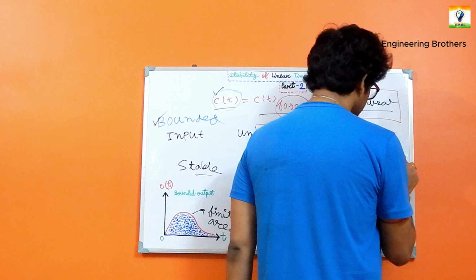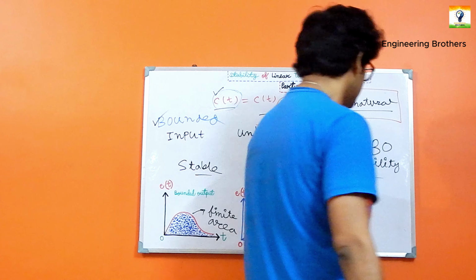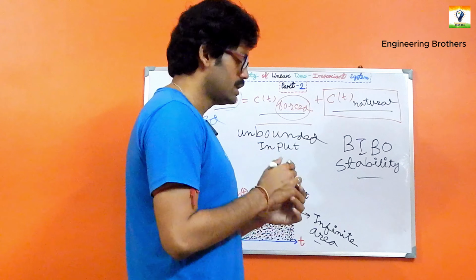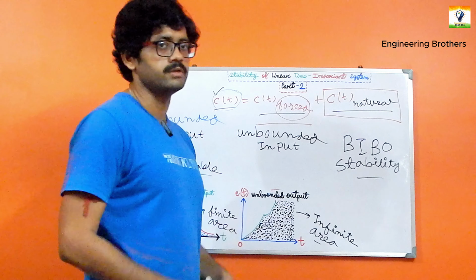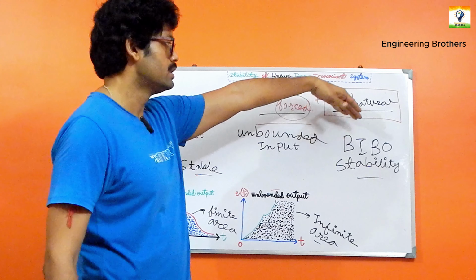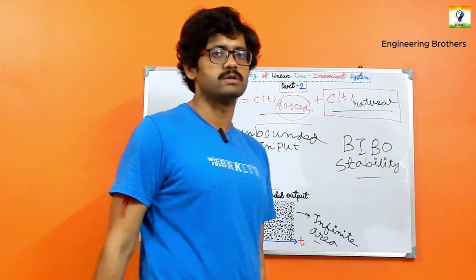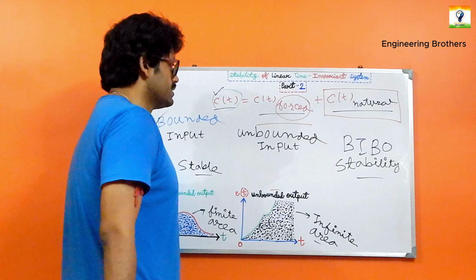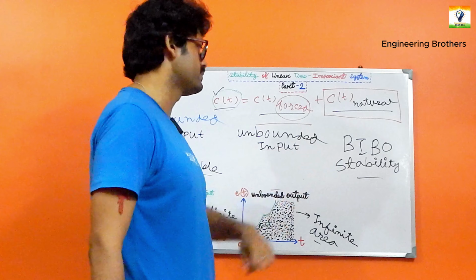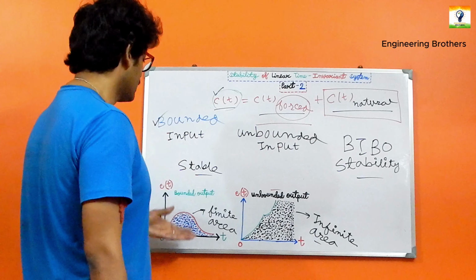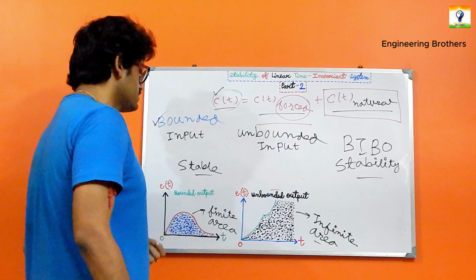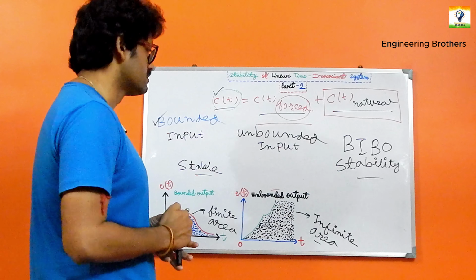This is the definition of our BIBO stability. What is the full form of BIBO? Bounded input, bounded output. If you apply the bounded input, we specifically get a bounded output over here, and because of that simple definition, we have a finite area in this case, and we can say that the system is stable.